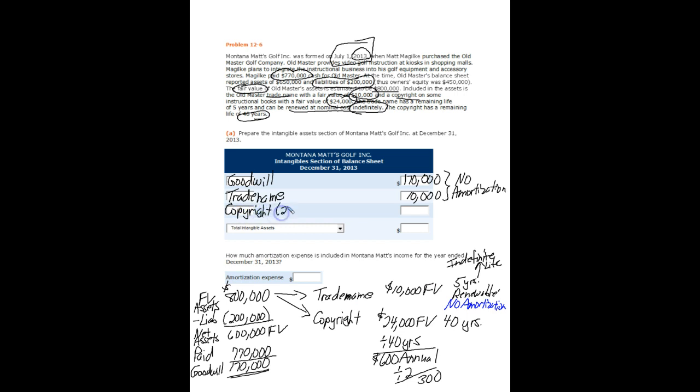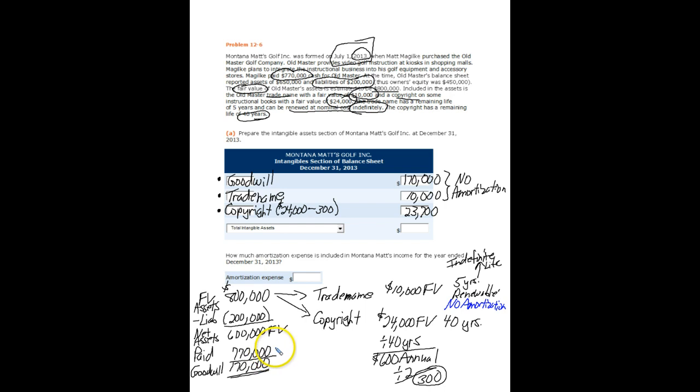So we started with $24,000. Right, when we would have made our journal entry, there had been $24,000 in the copyright. We would have just amortized it at the end of the accounting period, $300. So that would reduce the book value down to $23,700. And again, we would have made journal entries for all three of these assets with our purchase price.